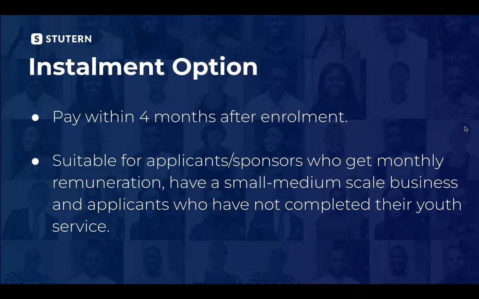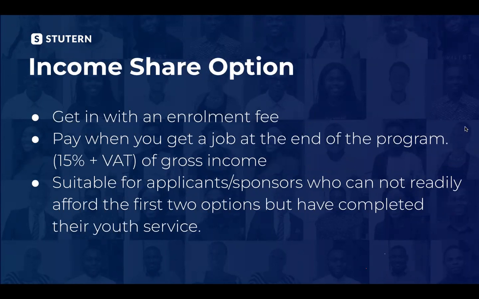Then the last payment option is the income share option, where you pay an enrollment fee to get in, and then after you get a job, you start paying back 15% of your salary for 24 months.